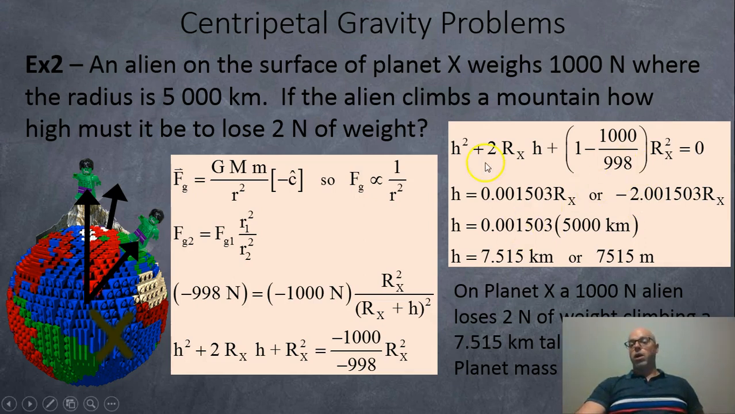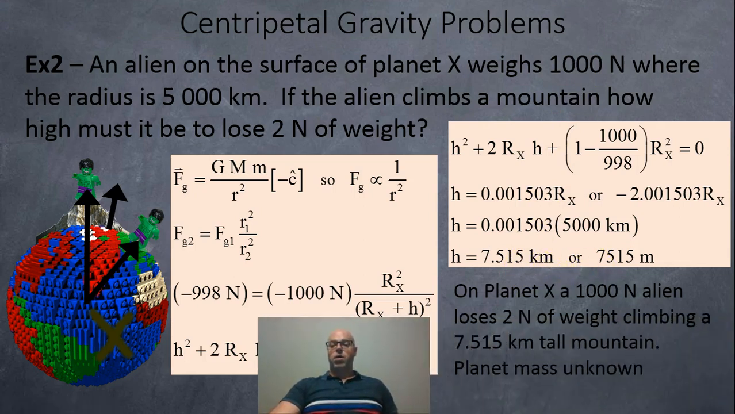So now that we have this, we can plug in the radius of the planet, 5,000 kilometers, and we get an answer of 7.515 kilometers. So this mountain's not quite as tall as Everest, which is 8.82, but it's a pretty tall mountain. And this alien, if they weigh 1,000 newtons, they will lose 2 newtons of weight by climbing that mountain. Right? So this is great. We don't know the planet's mass, don't know the alien mass, and we can still do this question using ratio and proportion math.